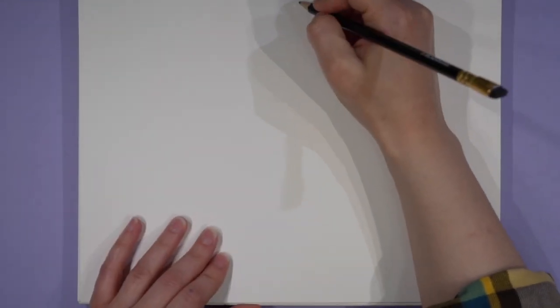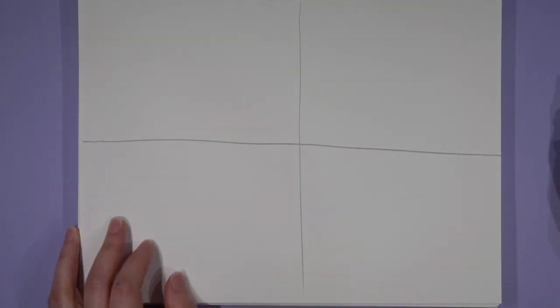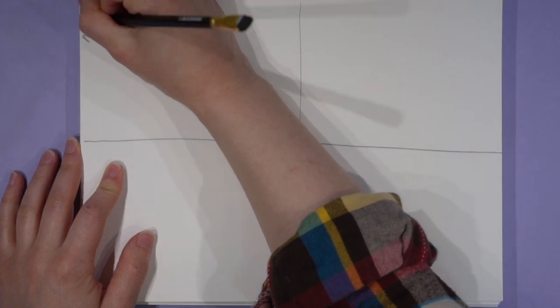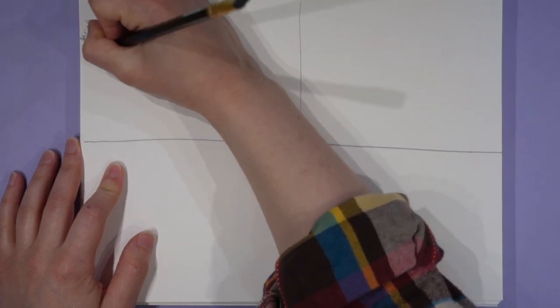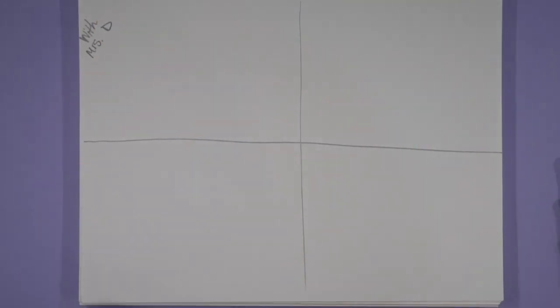However, on your page, I want you to divide it up into 4 corners. So this is your page, and this is my page. On your page, this first box is going to be with Mrs. D, and then these other 3 are going to be on your own. Now, without further ado, here is how you draw an eye.